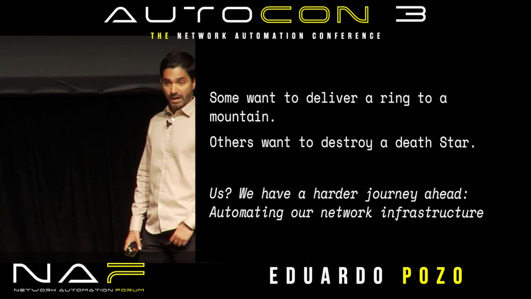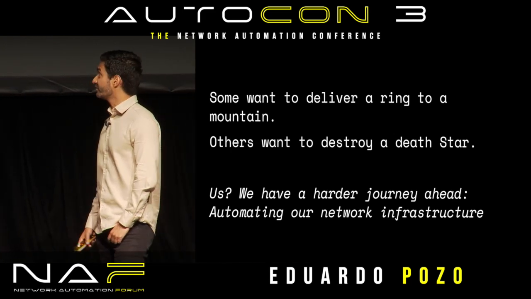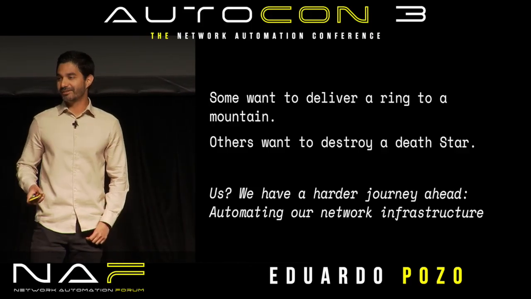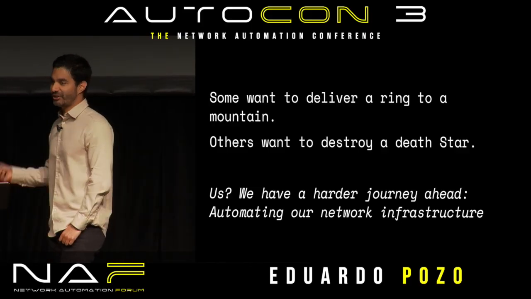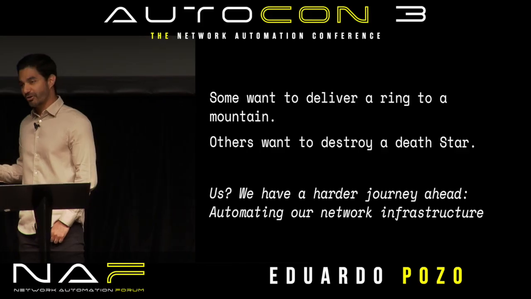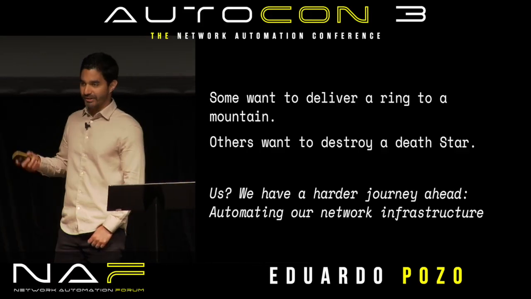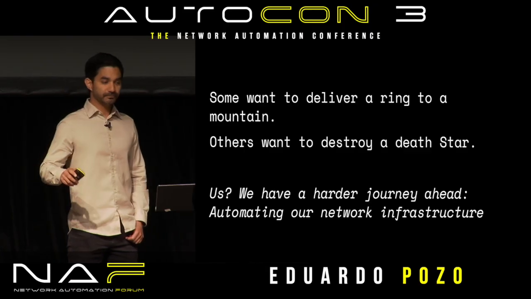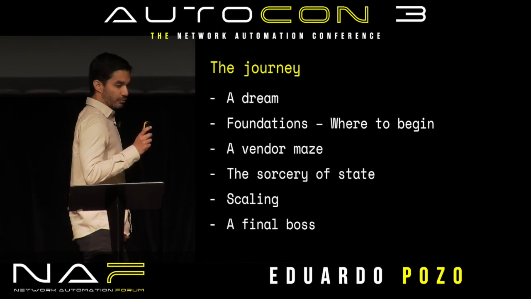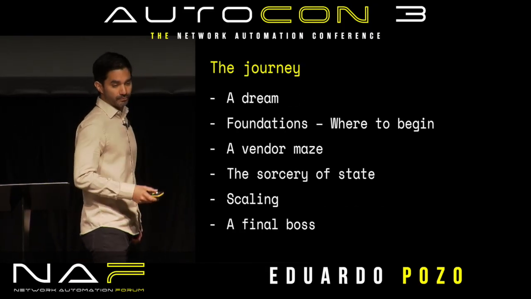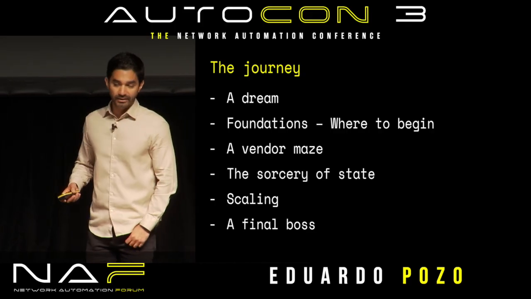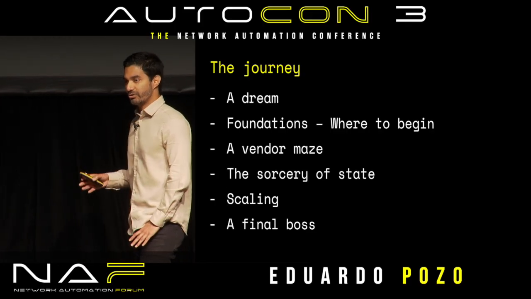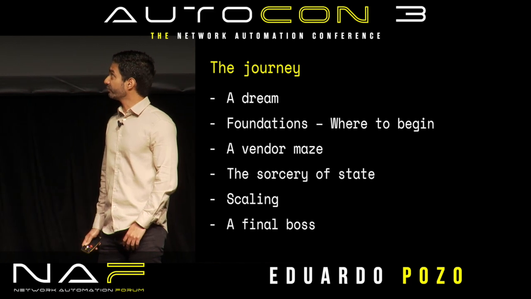Some want to deliver a ring to a mountain. Others just want to destroy a Death Star. But I think we have a harder journey ahead. We want to automate our networks. We need to open tickets, change infrastructure, and think about a lot of stuff that Frodo or the guys in Star Wars didn't need to think about. So let's start. The journey: the dream, or what we want to do; the foundations, what we need; the vendor maze; the sorcery of the state; scaling our tool; and one final boss.